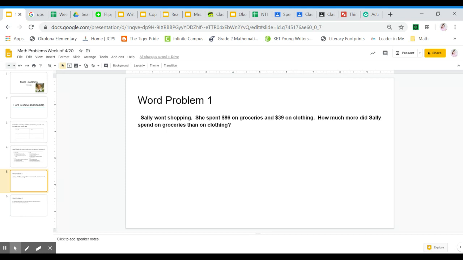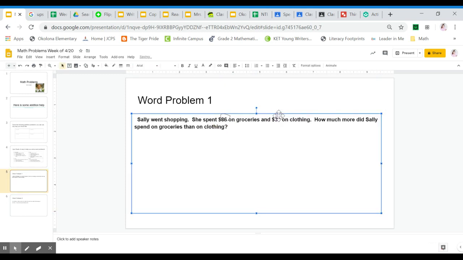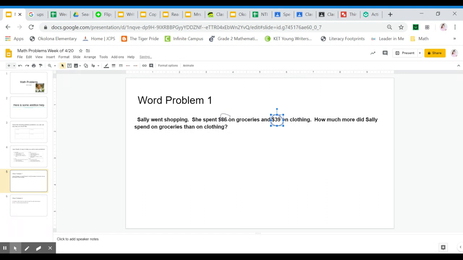So Sally went shopping. She spent $86 on groceries and $39 on clothing. How much more did Sally spend on groceries than on clothing? So I can go over here to this shapes pull down, and if you go down to the line pull down and then to the scribble, it will let you draw, and you can just scribble drawings over your numbers. So I have the numbers 86 and 39.